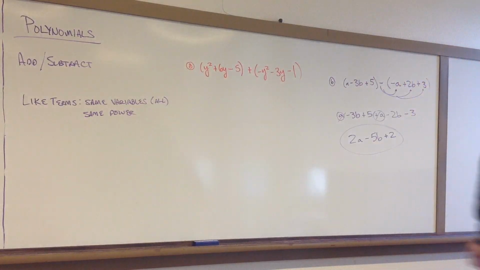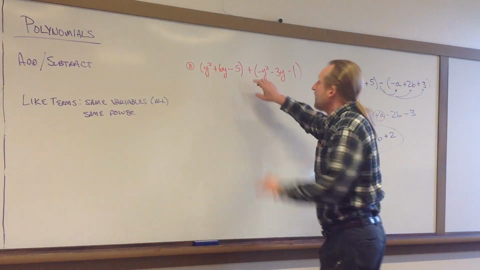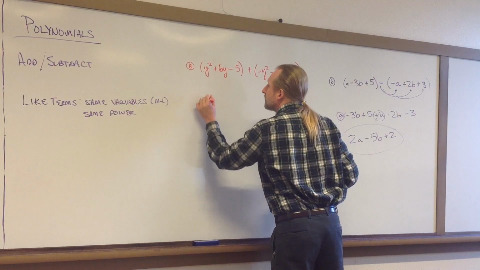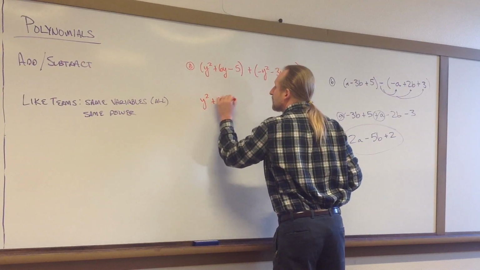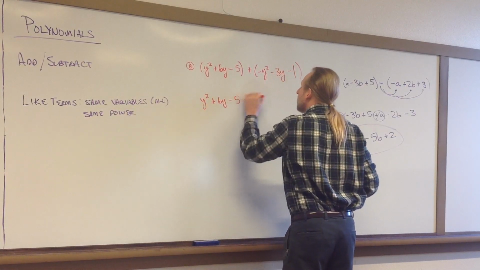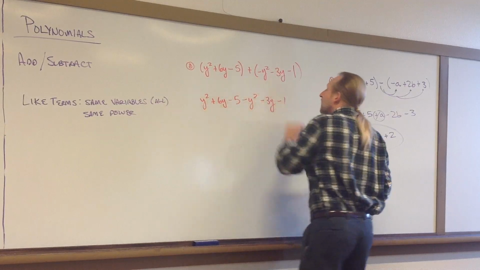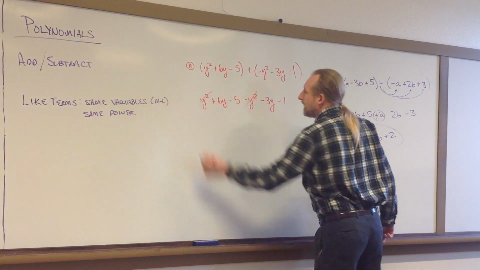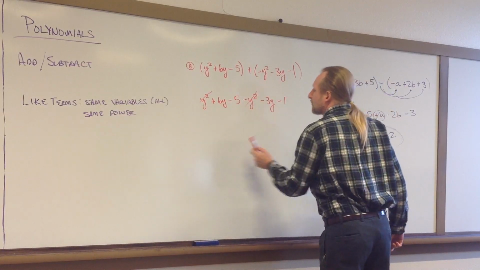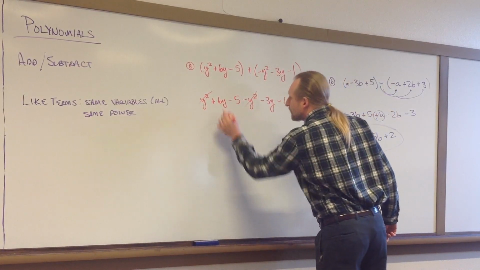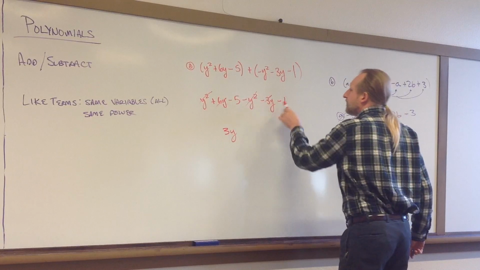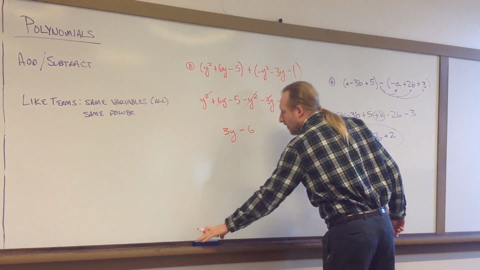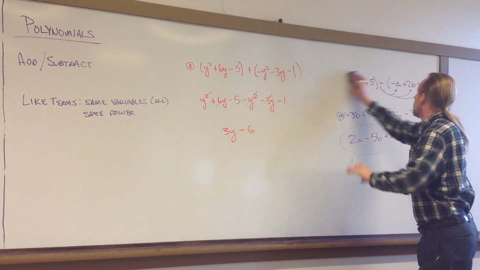So again, if this is adding in the middle, then we can just take off the parentheses. Y squared plus 6y minus 5, and then minus y squared minus 3y minus 1. So these two cancel each other out. 6y minus 3y is 3y, and negative 5 and negative 1 make negative 6.